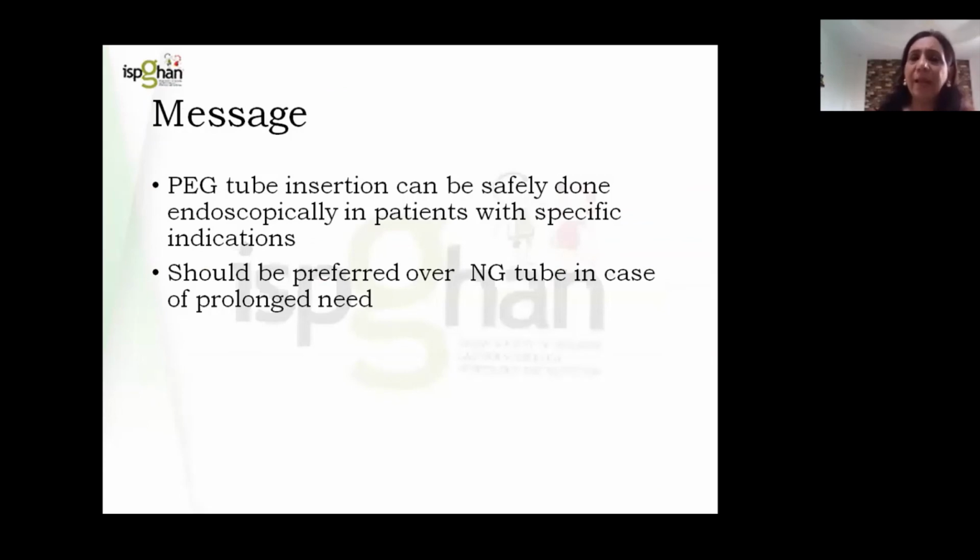Message is that PEG tube insertion can be safely done endoscopically in patients with specific indications, and not always do we need to do it surgically. It should be preferred over an NG tube in case of a prolonged need for assistance in the nutrition.